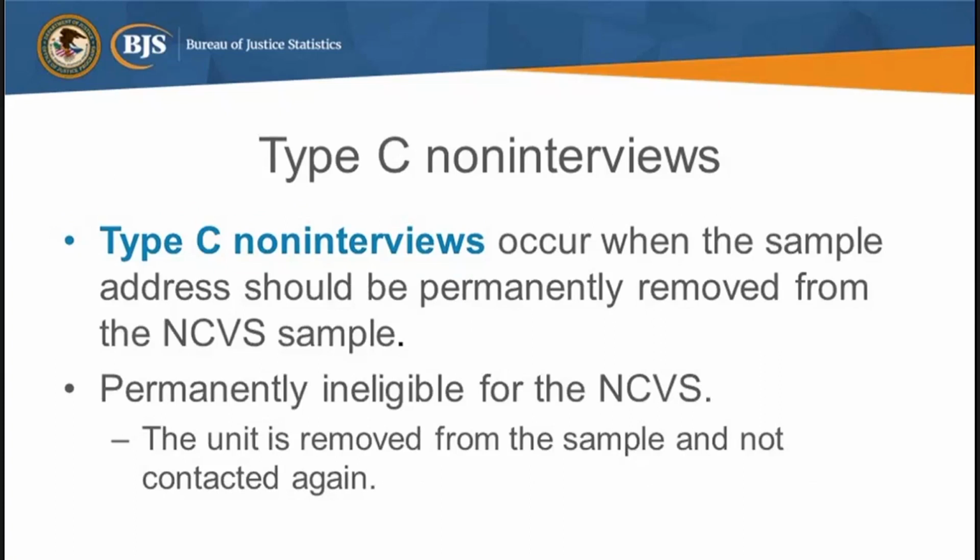Type C non-interviews occur when units are permanently ineligible. For example, demolished or condemned units have no eligible respondents, and no eligible persons will move into them in the future. Unlike Type A and Type B non-interviews, Type C non-interviews will not become eligible in the future, and they are permanently removed from the sampling frame. The sample size is sufficiently large to allow for Type C non-interviews.